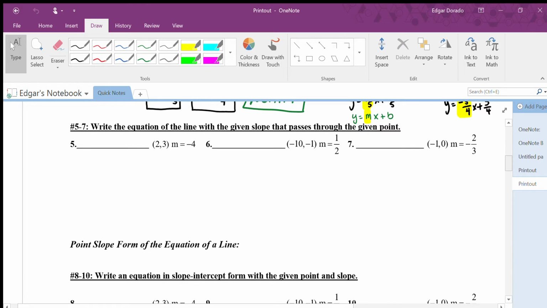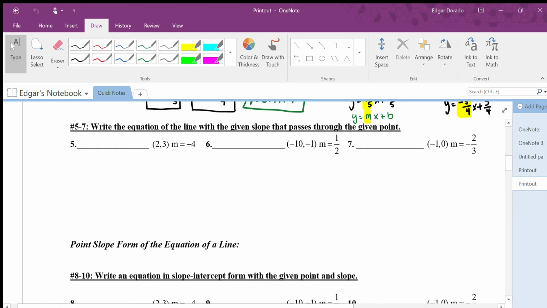Okay, so let's keep going. Now, on this one, for 5 through 7, it says write the equation of a line with the given slope that passes through the given point. So we're given quite a bit of information here. Let's see if we can figure this out.